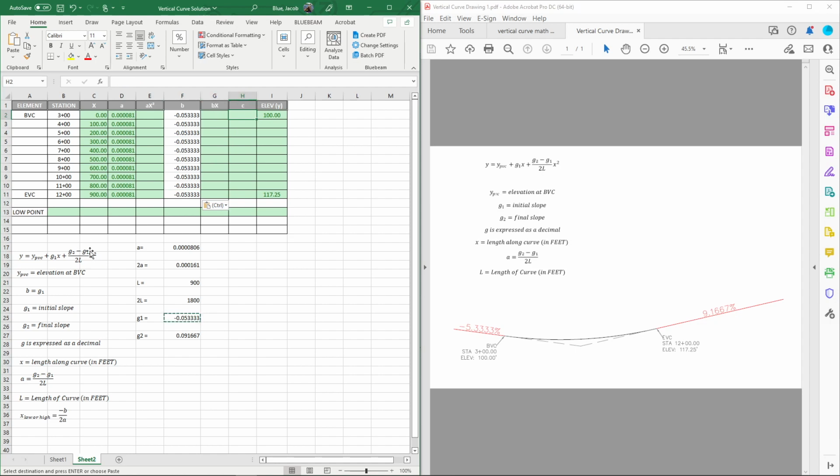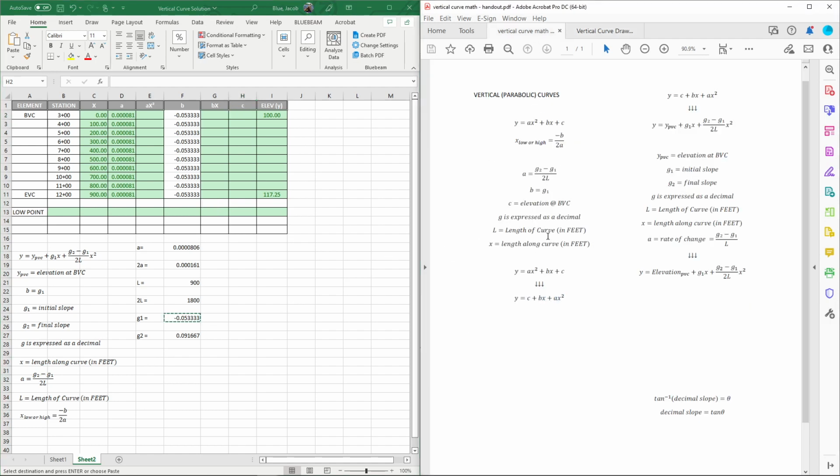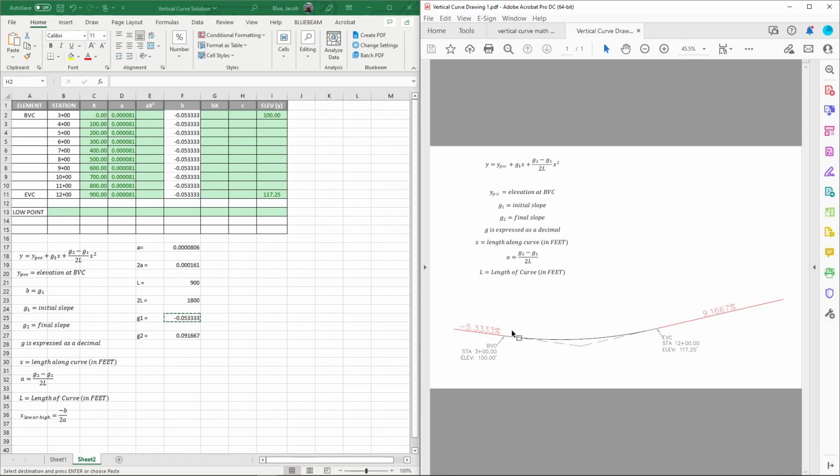Column C, where is C? C is, let me go back to the vertical curve math. So C is the elevation at the beginning of our vertical curve. And that does not change. The elevation at the beginning of our curve is always 100 feet. So I will input 100, and I can just copy and paste that all the way down. So we've got most of this filled in already.